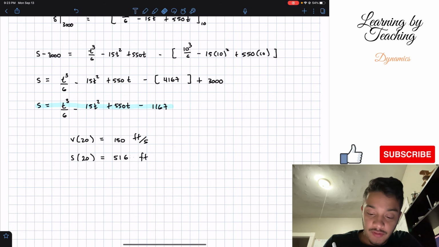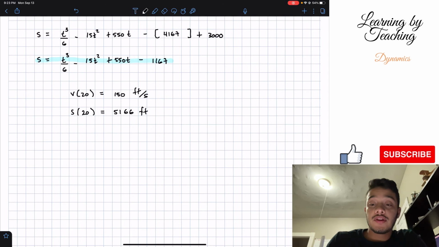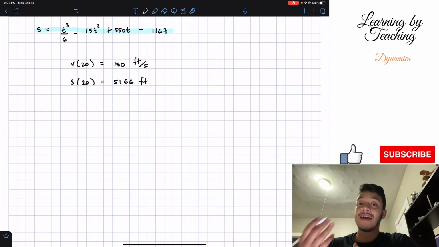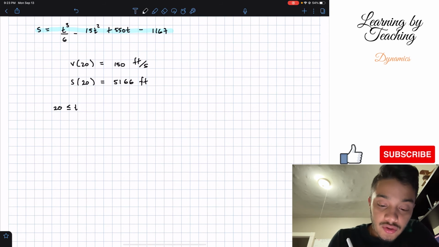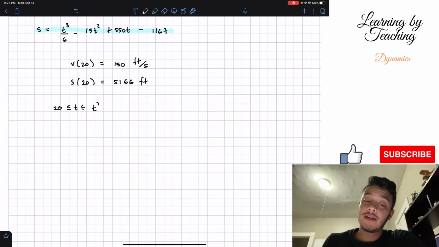I'm sorry, 5166 feet. So now that we have the initial conditions for the next time interval, we're going to start with our next time interval that starts from time equal to 20 all the way until a time that we don't know, that it's actually what we're trying to look for.